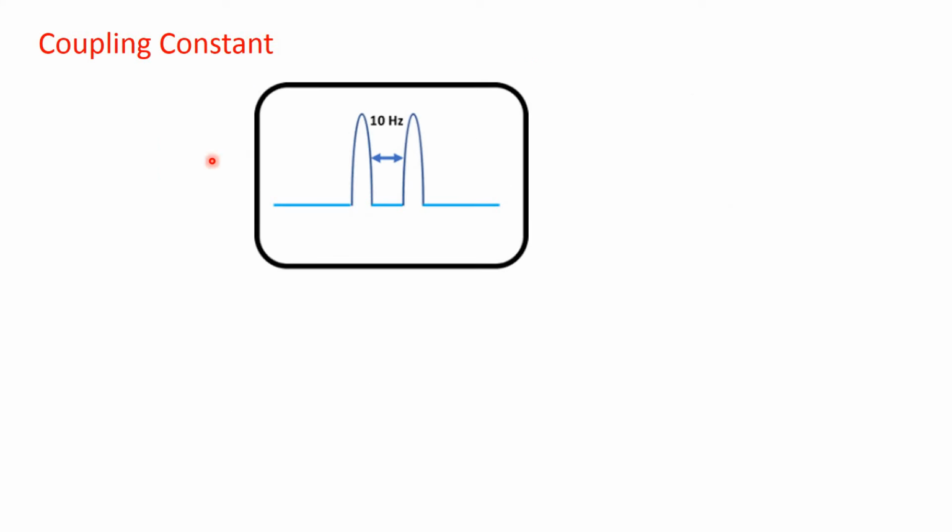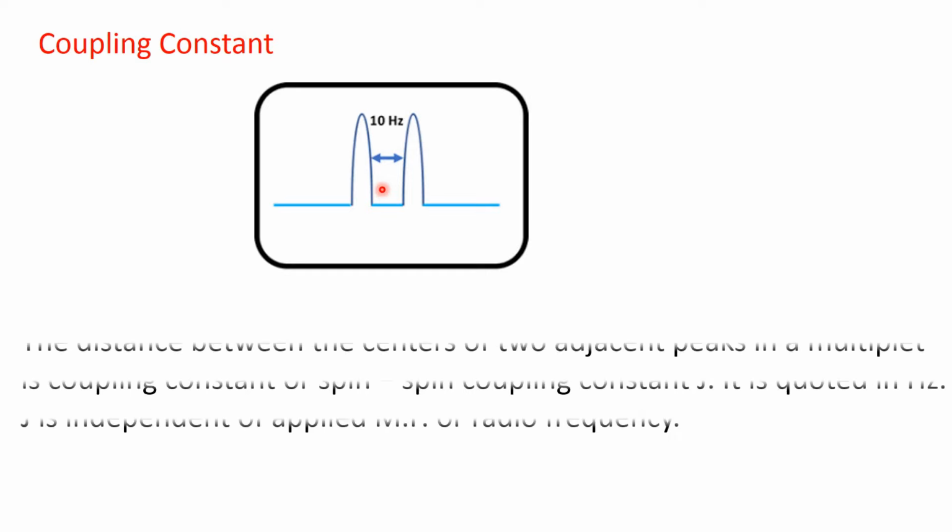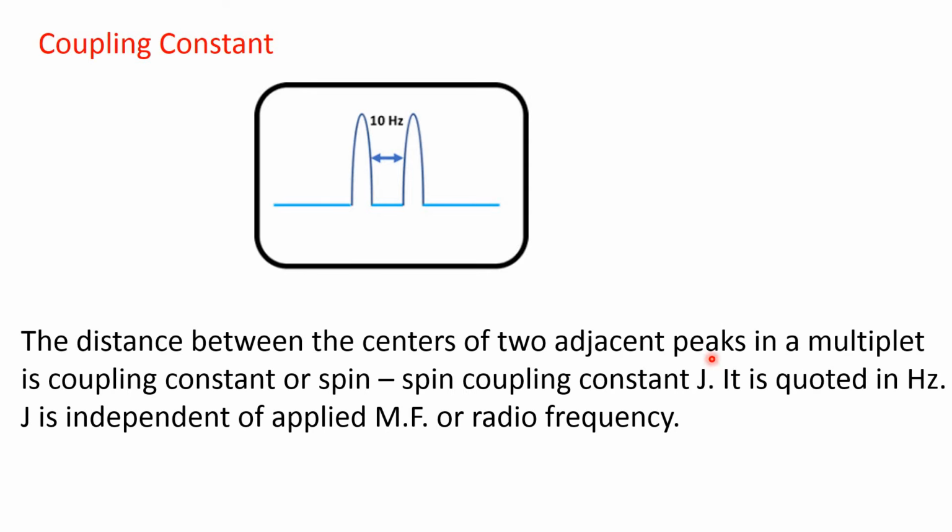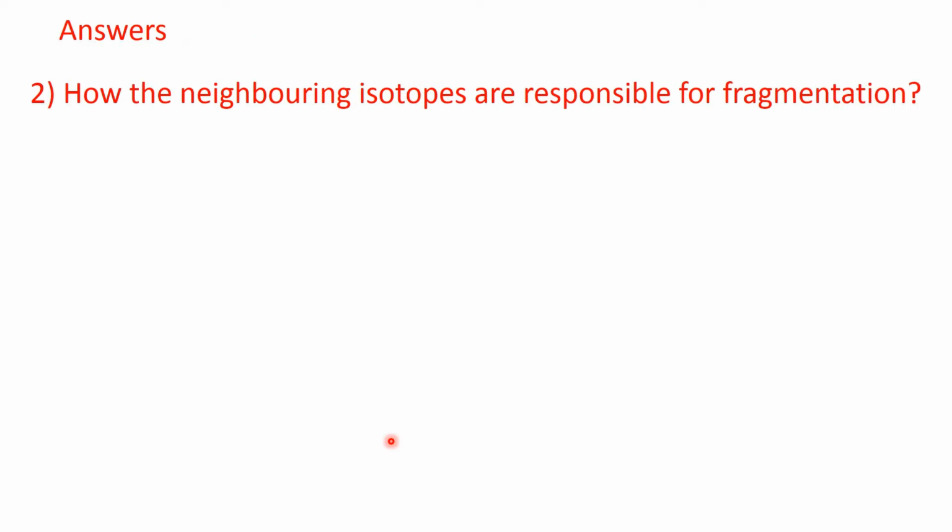Now coming to coupling constant. Coupling constant is the distance between the centers of two adjacent peaks of a multiplet, and it is denoted by J, and it is expressed in Hertz, and it is independent of the applied magnetic field and the radio frequency. So the distance between the centers of two adjacent peaks in a multiplet is the coupling constant or spin-spin coupling constant J. It is quoted in Hertz. It is independent of applied magnetic field or radio frequency.